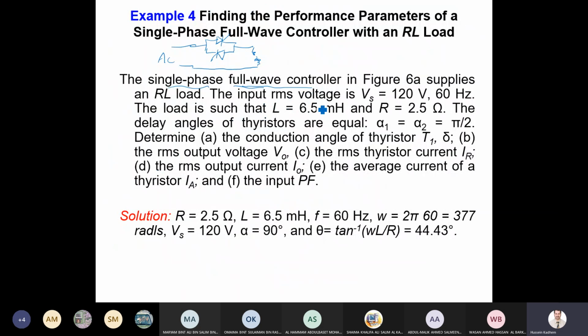The input RMS voltage is 120, 60 Hertz. Inductance, resistance, and alpha are given to me. Great, everything given. By the way, it's worth mentioning that it's preferable to have alpha 1 equal alpha 2. Usually this is how people work, for many reasons. Part of it is reducing harmonics. Sometimes they can join them, as we will see later on, and use one firing circuit, and there are many other benefits.